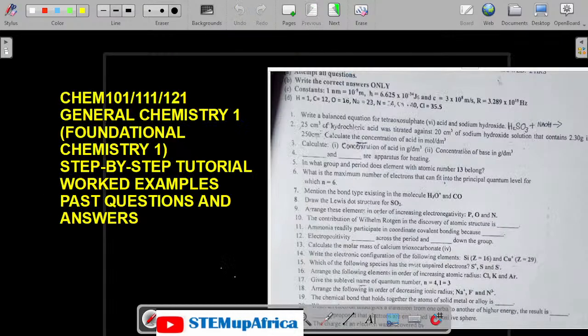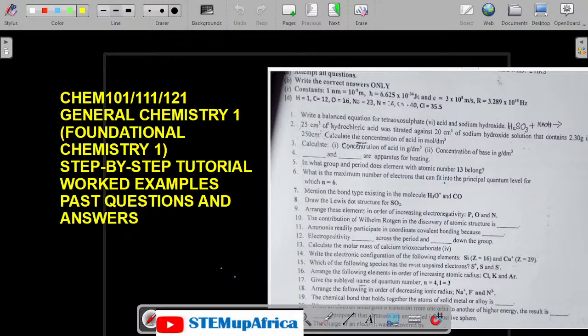Next question, question 17. Give the sub-energy level name of quantum numbers n equals 4 and l equals 3. We are talking about quantum numbers here, from the arrangement of electrons. For energy level n equals 4, with l equals 3, it is called the 4f sub-level.